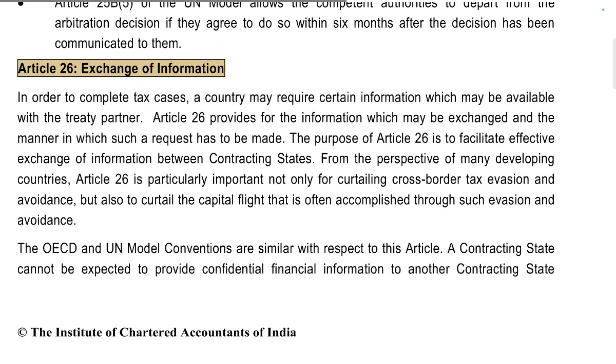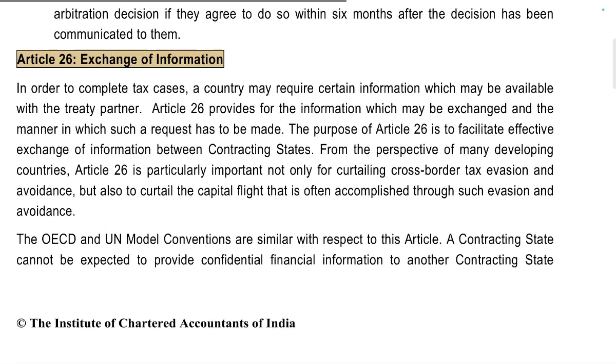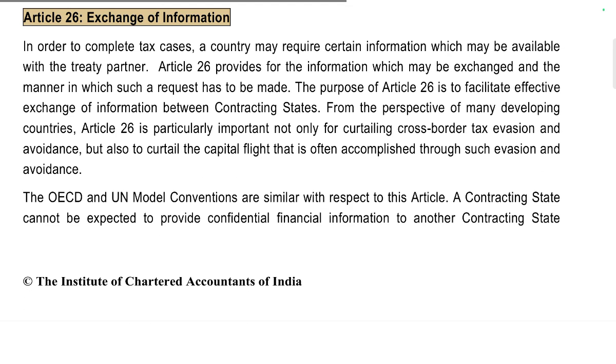Article 26, Exchange of Information. In order to complete tax cases, the tax authority may require certain information which may be available with the treaty partner. Article 26 provides what information may be exchanged and the manner in which the request is made. The purpose of Article 26 is to facilitate effective exchange of information between contracting states. From the perspective of developing countries, Article 26 is important not only for curtailing cross-border tax evasion but also for curtailing the capital flight that is often accumulated through such evasion and avoidance.